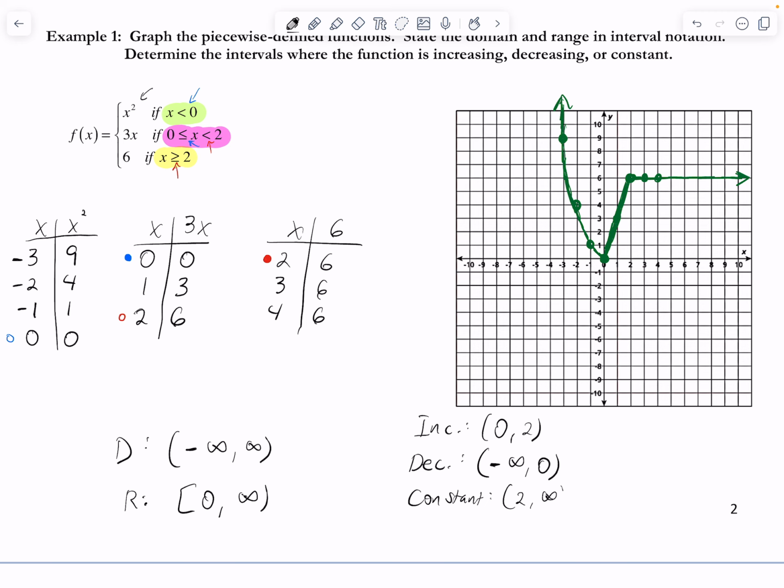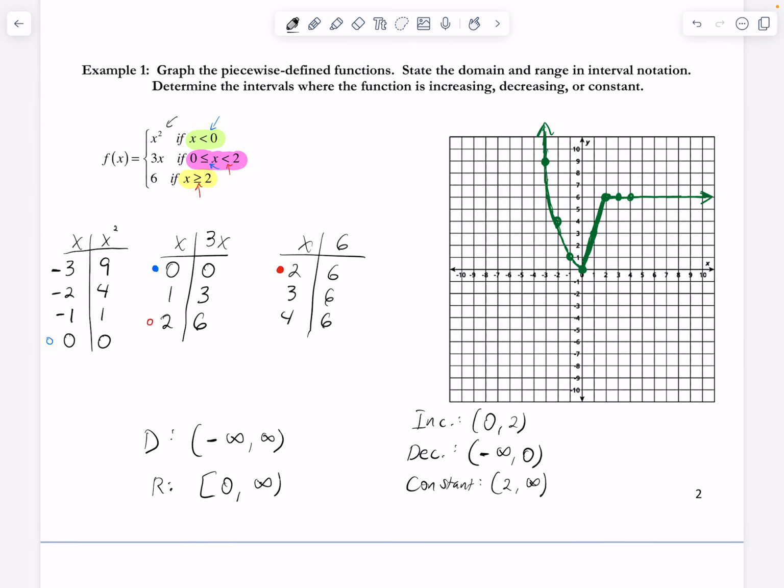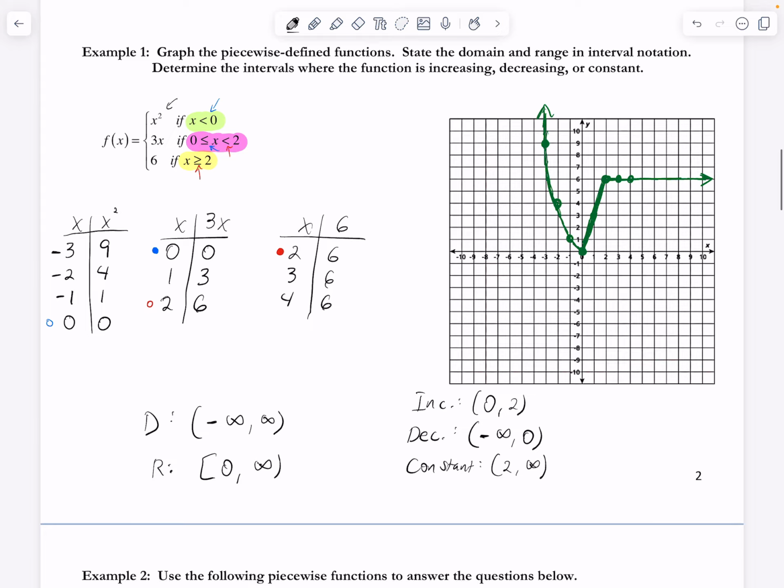All right, and we'll do more about this in class and with other types of functions, not just piecewise, to help you with the increasing, decreasing, and constant. All right, so that's example 1.